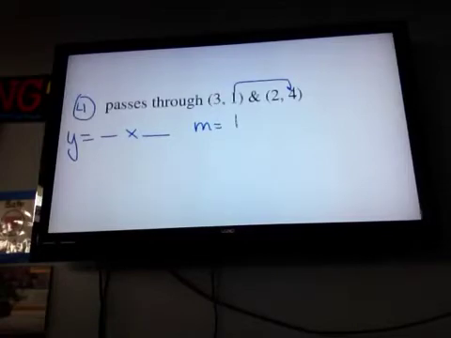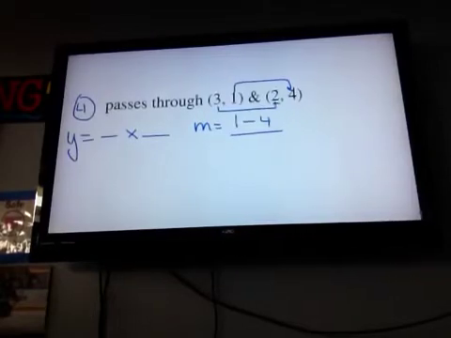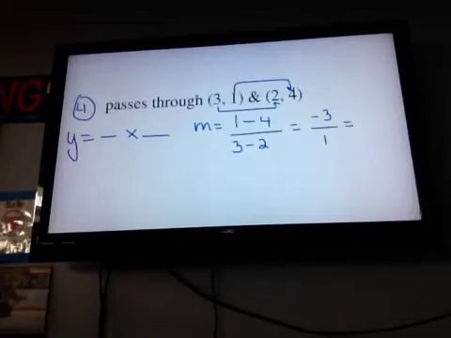So 1 minus 4, y minus y, and x minus x, 3 minus 2. So 1 minus 4, negative 3. 3 minus 2, positive 1. You can leave it a fraction, but when it's over 1, we do know that that's just an integer. So my m is negative 3.